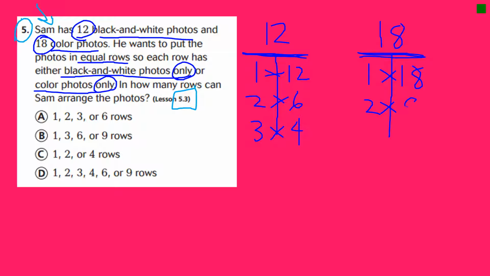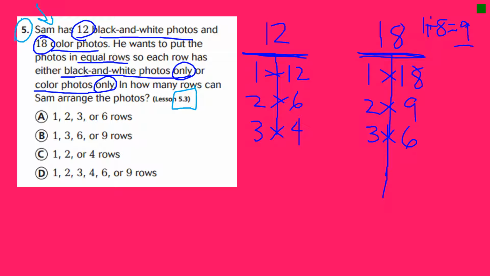2 times 9. Make this line a little bit longer. Is 3 a factor of 18? 1 plus 8 is 9, right? Remember your divisibility rules? 1 plus 8 equals 9. Is 9 divisible by 3? Yes, 18 is divisible by 3, right? 3 times 6. Okay. Anything else you can think of? Nope, those are all the factors of 18.